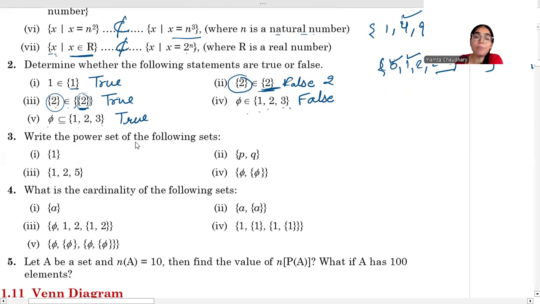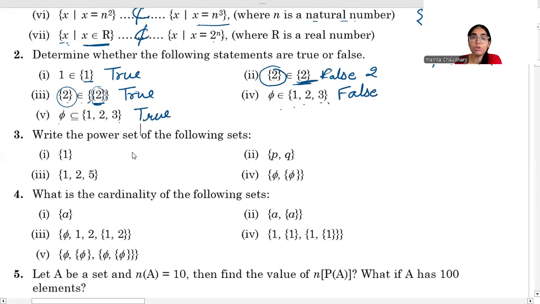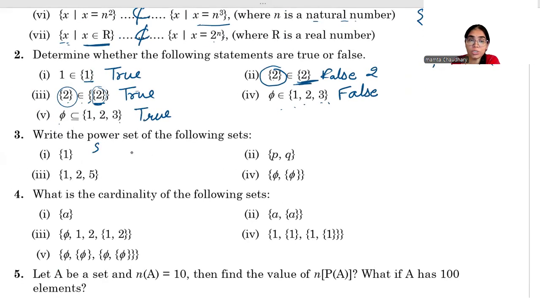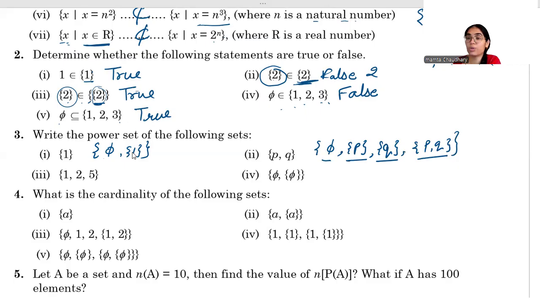Now next, write the power set of the following sets. What is a power set? A set of sets. So now for {1}, how many sets can you make? First, the empty set, which is the null set. Second, the set {1}. So there will be 2 elements in the power set: the empty set and {1}. For {P, Q}: the empty set, second the set {P}, next {Q}, and next {P, Q} together. There are 4 elements in this power set.